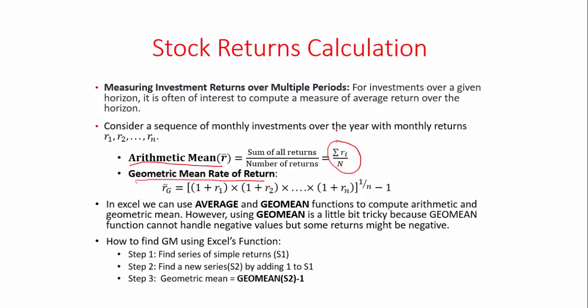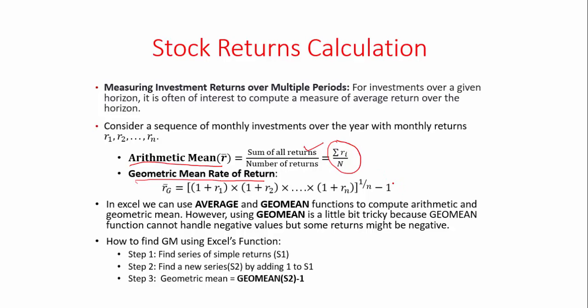Instead of a simple number, we have the returns. The arithmetic mean, as you know, is the sum of all returns over the number of returns. The geometric mean is a little bit tricky. If you know the return series, you add 1 to each return, multiply all of them together, raise the product to the power 1 over n, and then subtract 1.